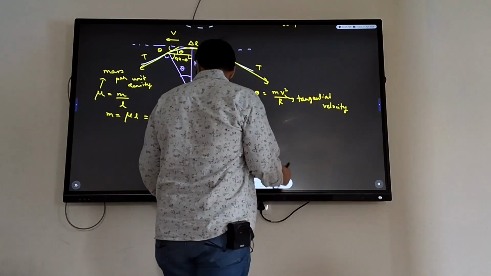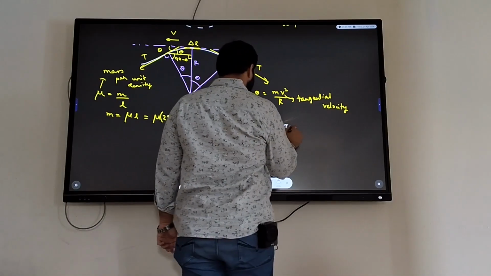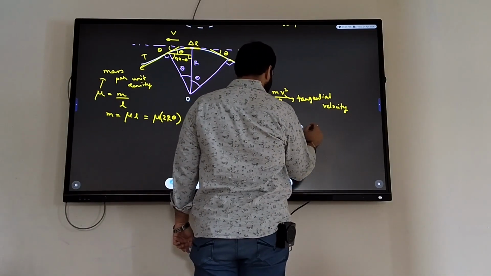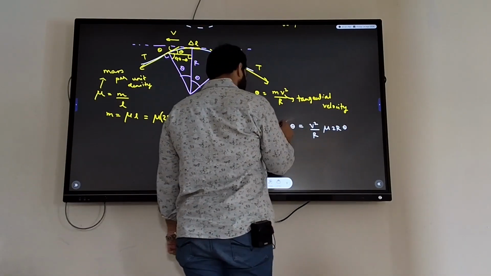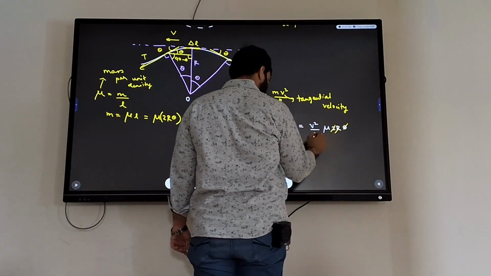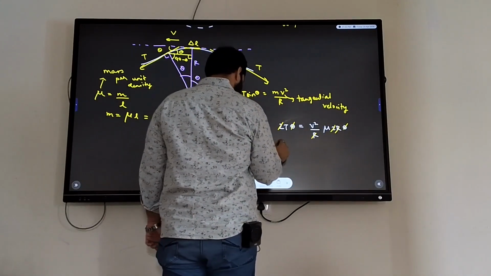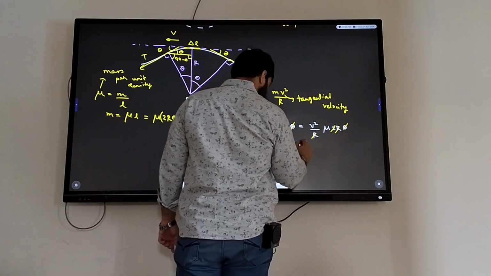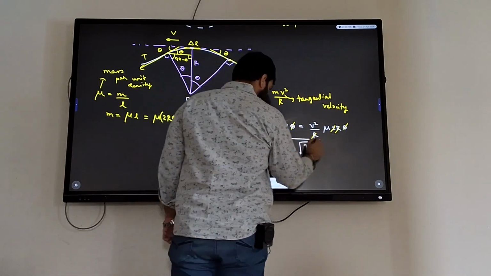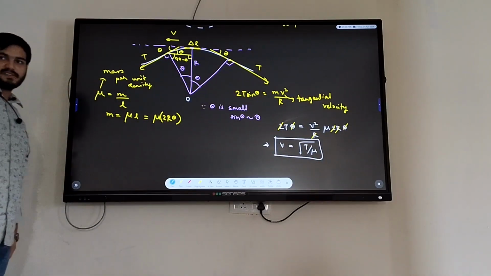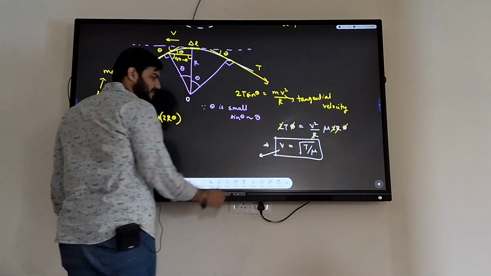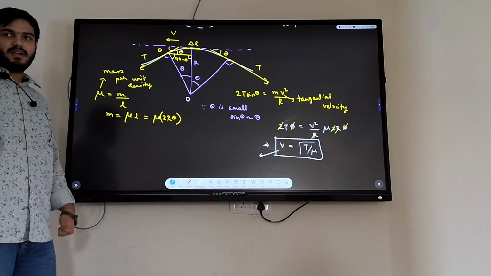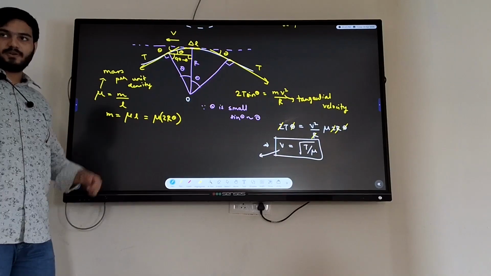So let me write everything. 2T theta should be equal to v square by r times mu times 2 r theta. Some things cancel: the 2, the theta, and r cancels. Then you get v equals under root of T by mu. And what was this v? That's the velocity of the wave. So when a wave travels through a rope having some mu and some tension T, the velocity is given by under root T by mu.